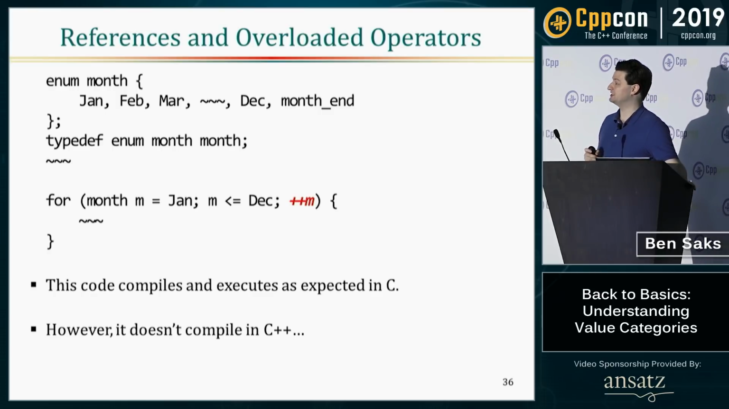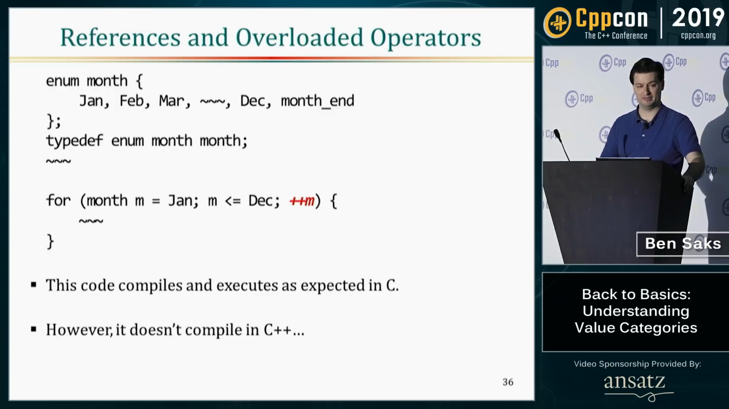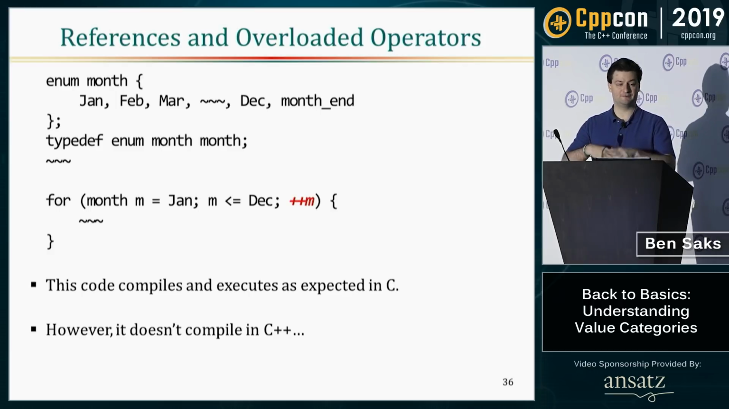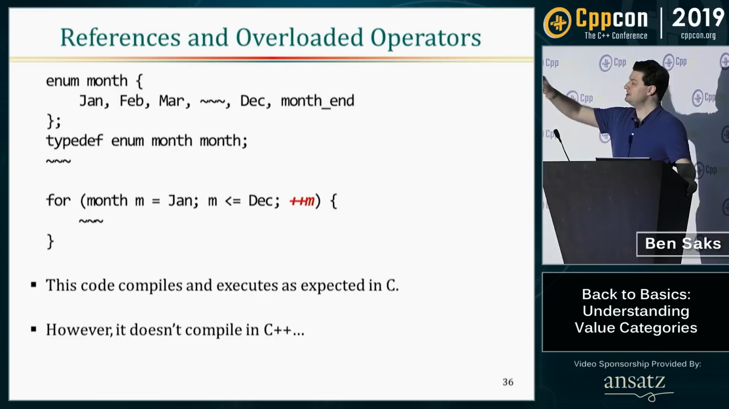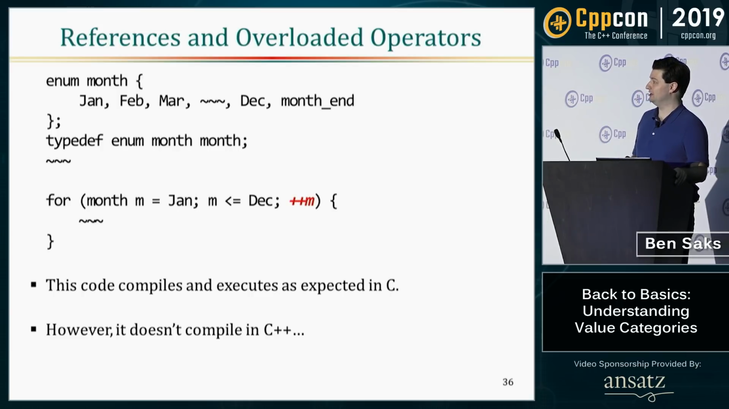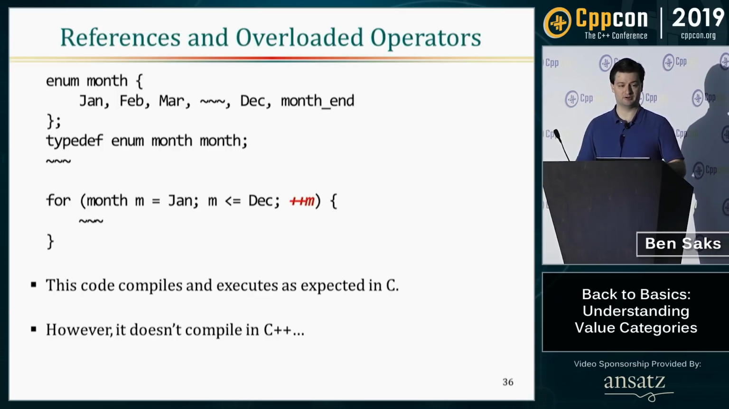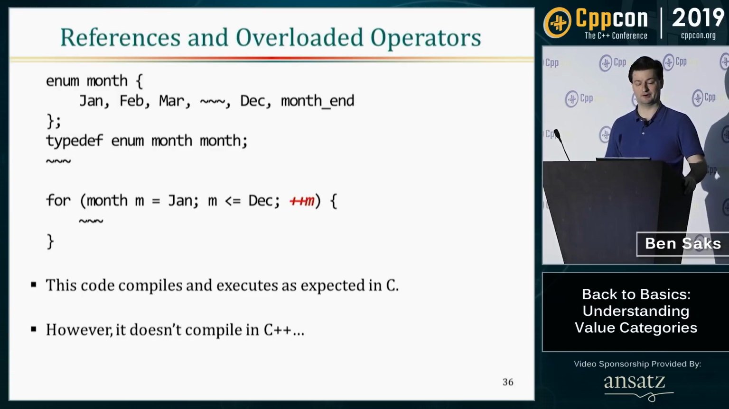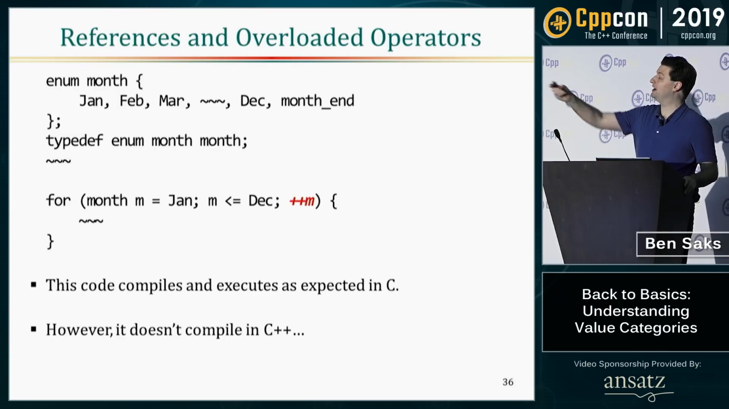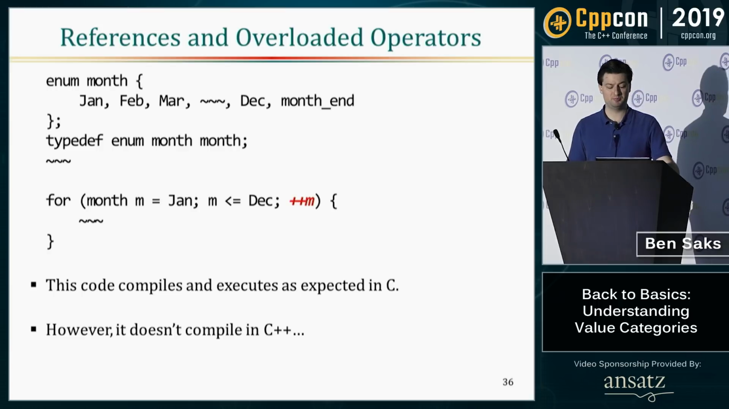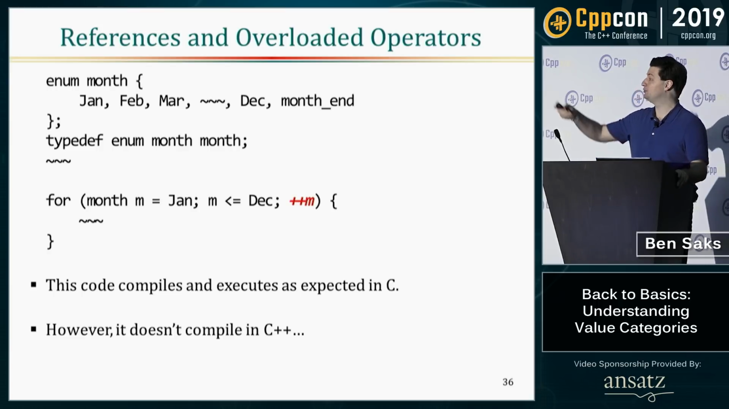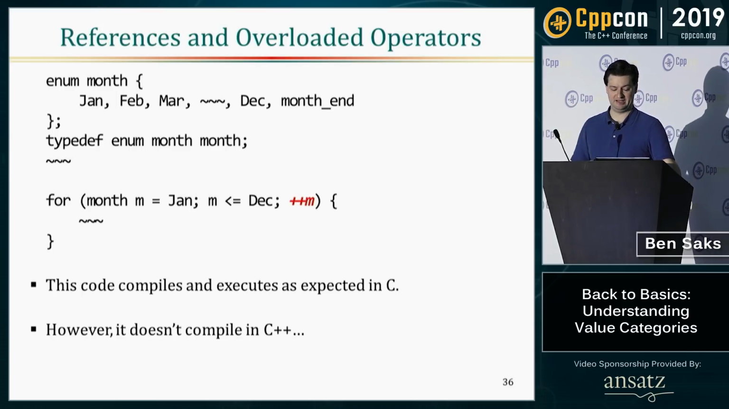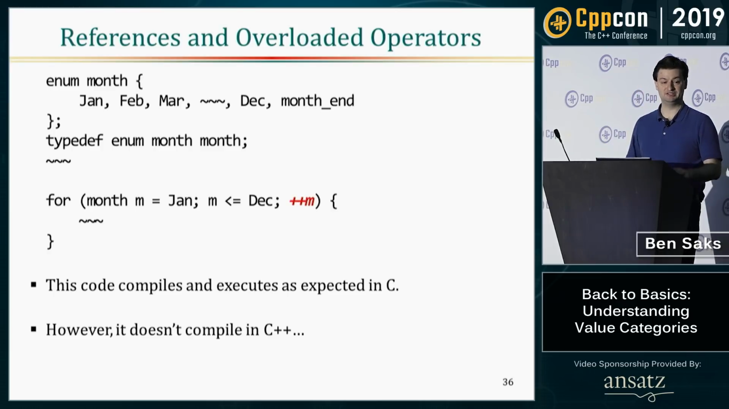So here is an example. We have an enumeration type month that represents the different months in the year. In the original C, enumerations were basically just integers. It was a paper-thin disguise over an int. So I would have been allowed to write code like this, where I loop through all of the months, using a variable m of type month, and I do ++m. That compiles and runs in C.